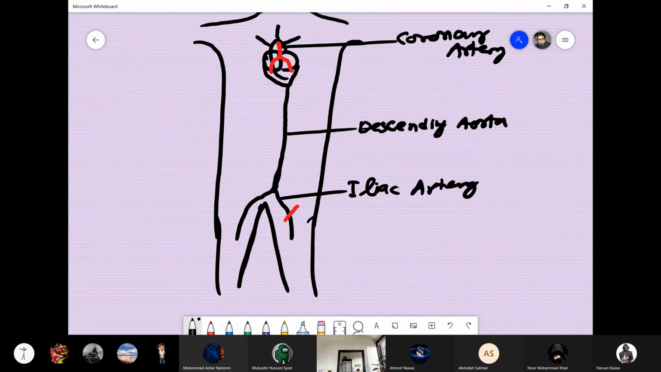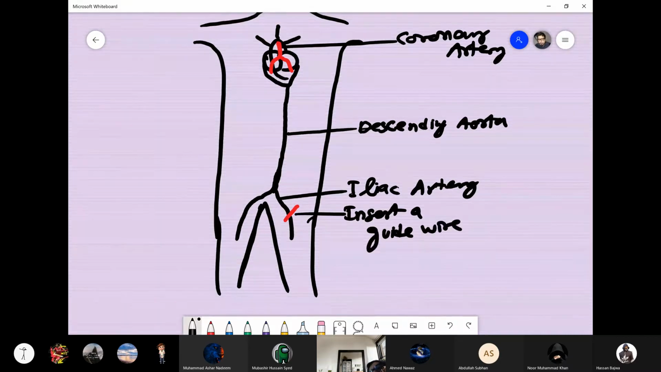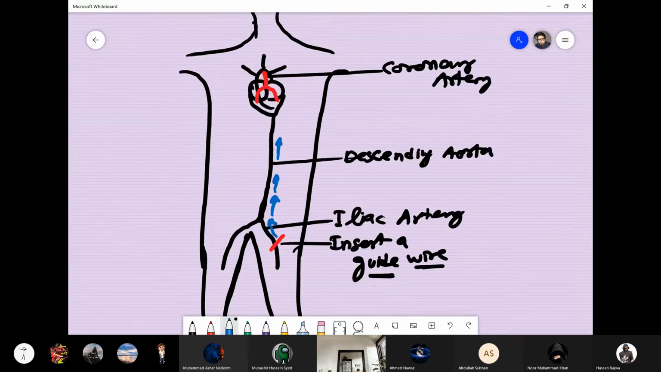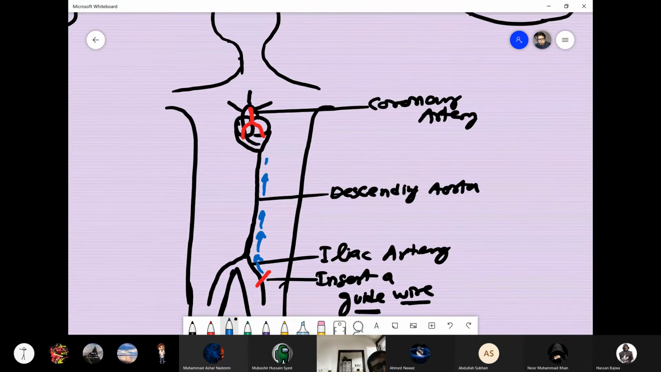The artery which is going towards the leg is called the iliac artery. So there is a cut into this artery, and then the doctor inserts a guide wire. Now, what is the meaning of guide wire? It's a very thin plastic wire which the doctor inserts, and that wire then goes where? Into the aorta. Now, the doctor is pushing this wire up in the aorta.